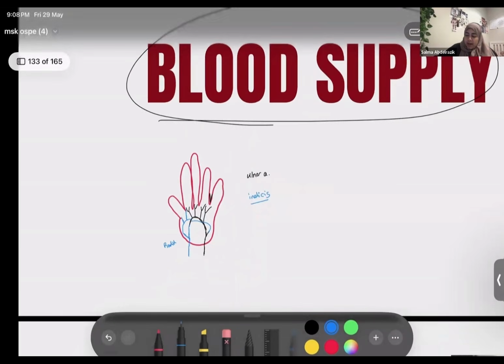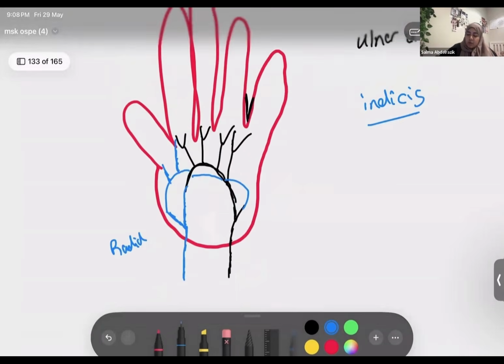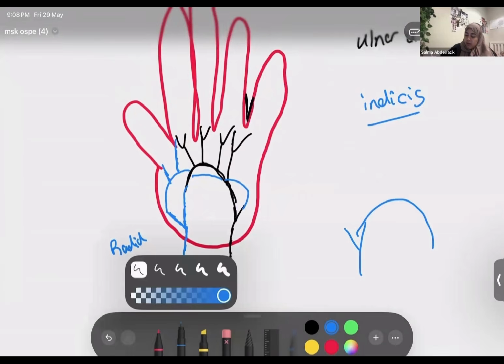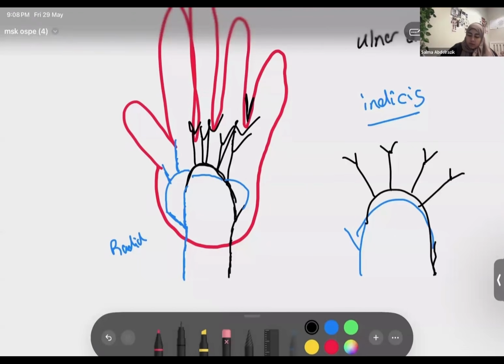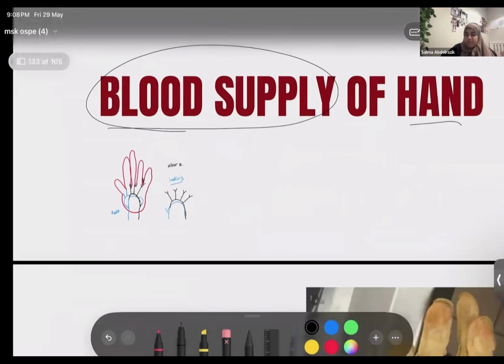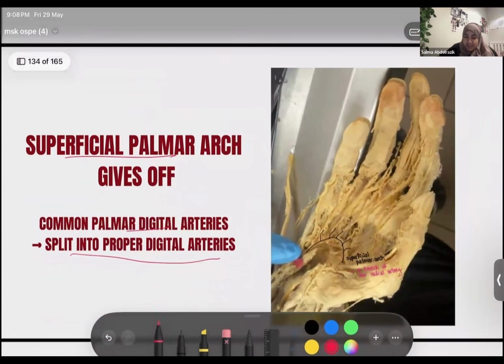Cool? Cool. I hate the drawing I did, but this is basically just to show you how the two arches form. So radial is basically this one, it forms the deep, and the ulnar forms the superficial. And it gives common that give proper. Cool? Also, delete this, I think I drew this one by accident. It's basically like this, forms here and here, here and here. Let me clean this up for a bit. It's going to go like this. I hope this made it easier, because now we're going to take the real life pictures.